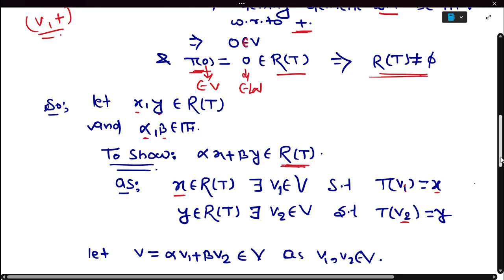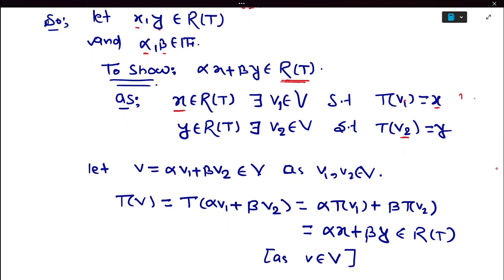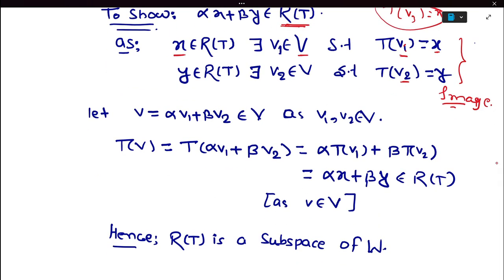Okay, now this is the definition of image, because we have a function, and a function always has an image. There is an element, maybe there can be another element v3 such that T of v3 equals x, but at least one v1 will be in the vector space V such that T of v1 is x and T of v2 is y. Okay, so now assume v equals alpha v1 plus beta v2.